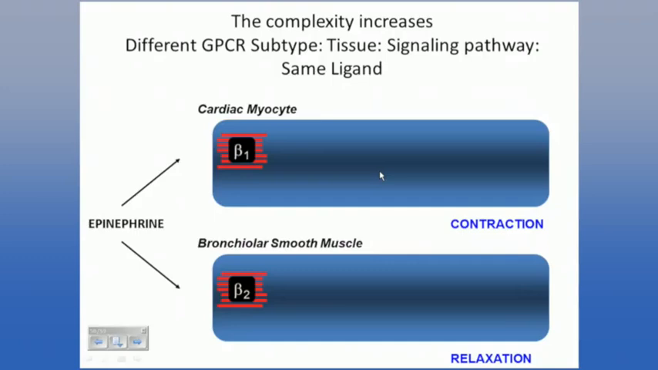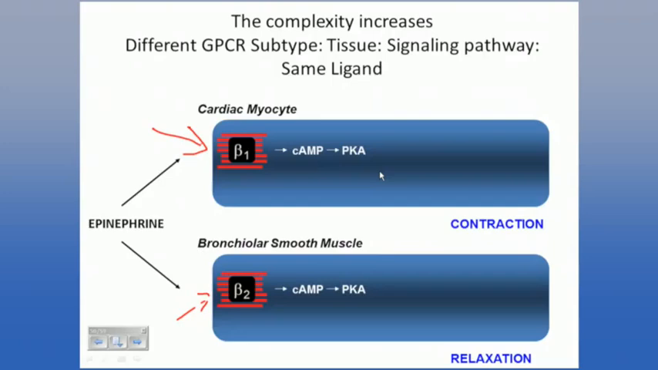tissue. So up at the top here, we have the beta-1 receptor subtype, which is found in heavy concentration in cardiac myocytes. In the bottom example, we have the beta-2 receptor, as we've described previously, in heavy concentration in bronchiolar smooth muscle. And as we've said in the previous example, epinephrine induces relaxation in bronchiolar smooth muscle if the B2 receptor subtype is activated. So both of these receptor subtypes have the same effector, cyclic AMP.